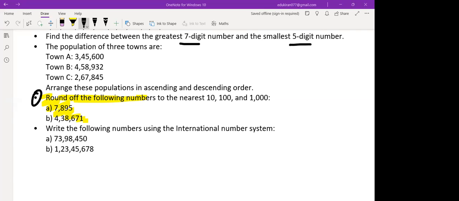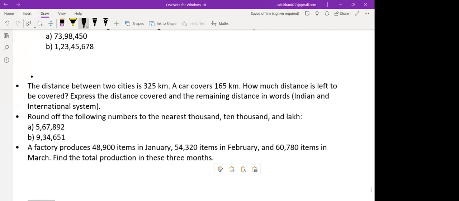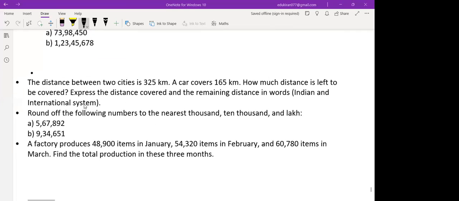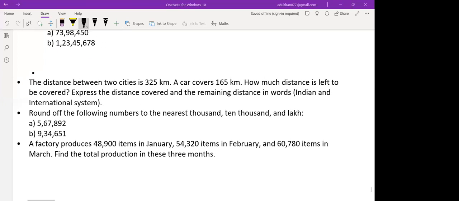Yes, ma'am. It's a numerical word problem type. Okay? Ma'am, can you repeat again? Word problem type questions. Okay. Here you go. Wait. No, no, no. They are different. Ma'am, so we are supposed to add all of this and say it in word form in the Indian and international system, right? Yes. Okay.